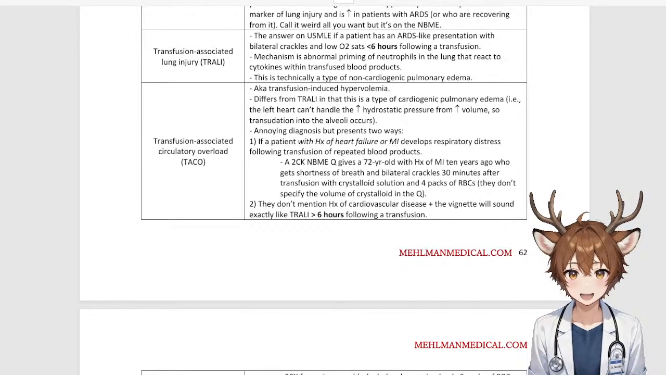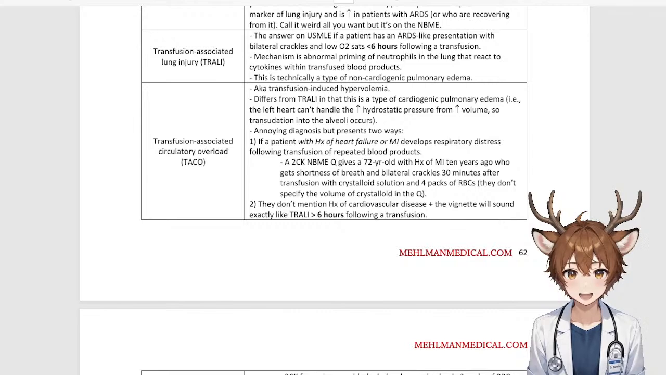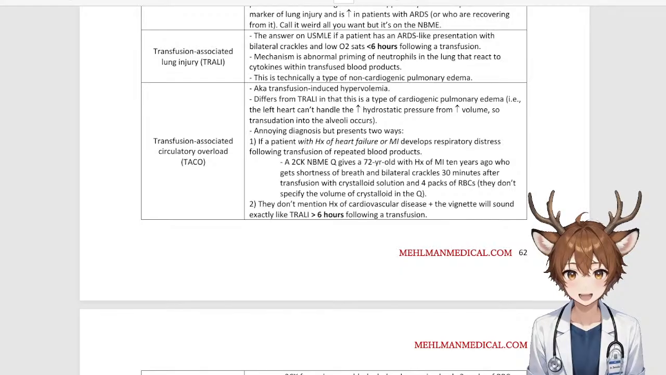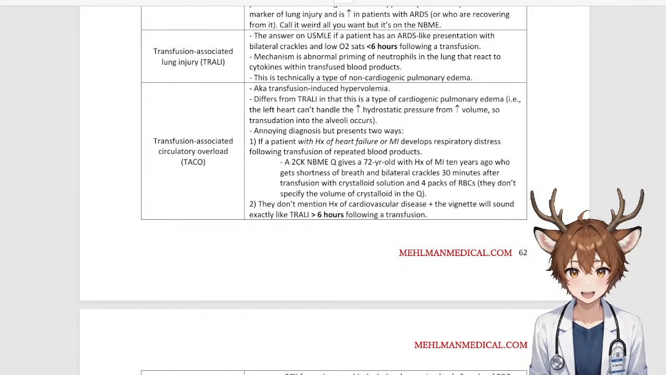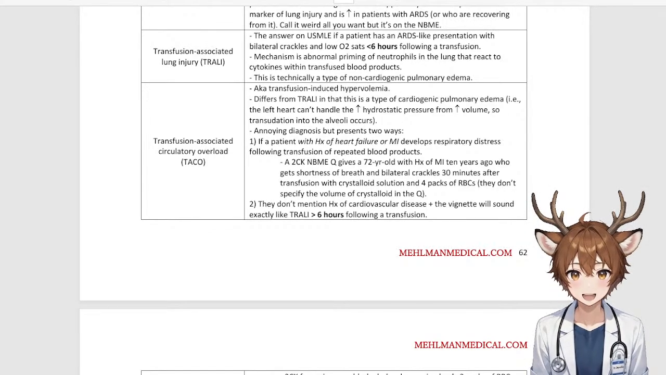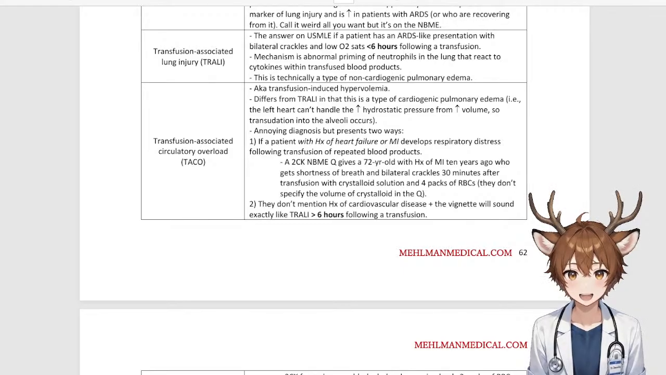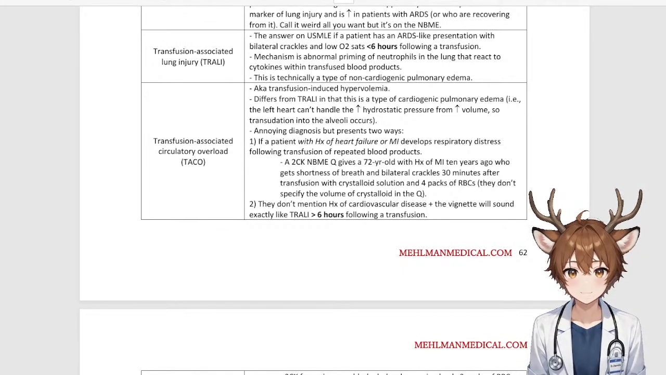One, a patient with a history of heart failure or MI develops respiratory distress following transfusion of repeated blood products. A 2CK NBME question gives a 72-year-old woman with a history of MI 10 years ago who gets shortness of breath and bilateral crackles 30 minutes after transfusion with crystalloid solution and 4 packs of RBCs. They don't specify the volume of crystalloid in the question. Two, they don't mention the history of cardiovascular disease, plus the vignette will sound exactly like TRALI, greater than 6 hours following a transfusion.